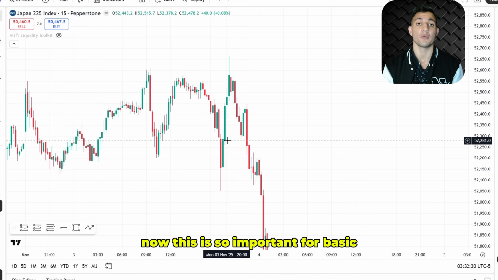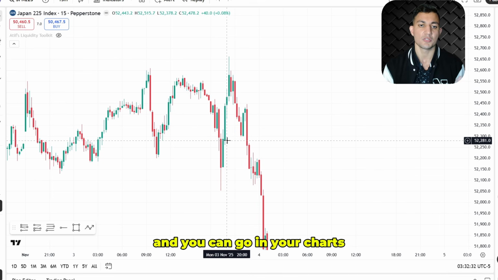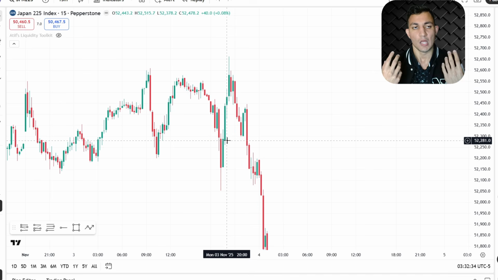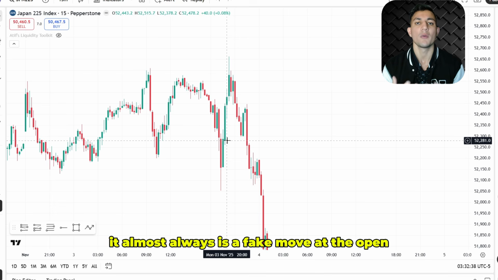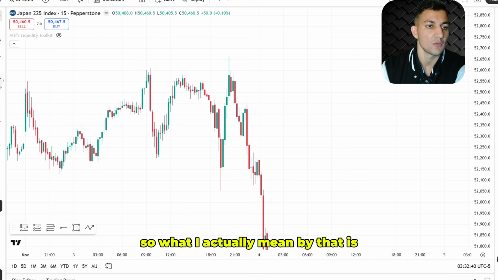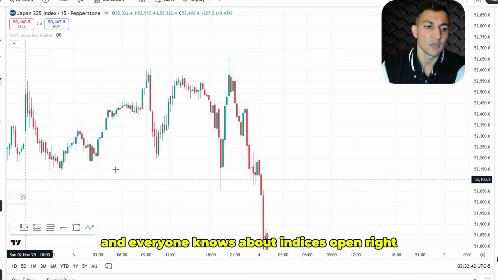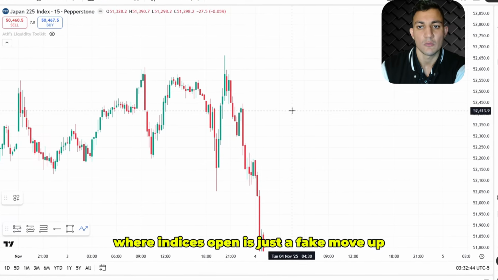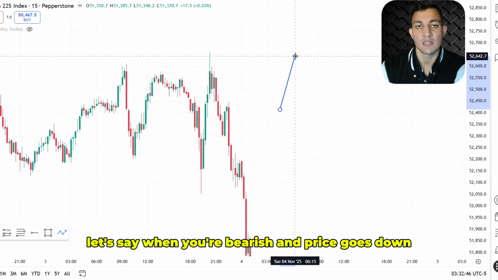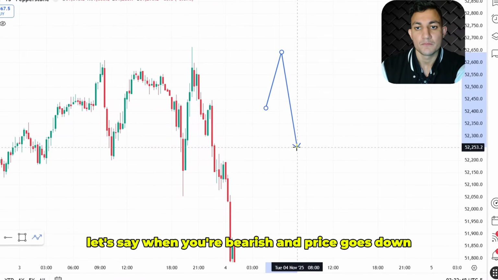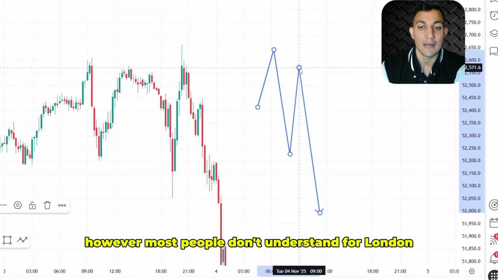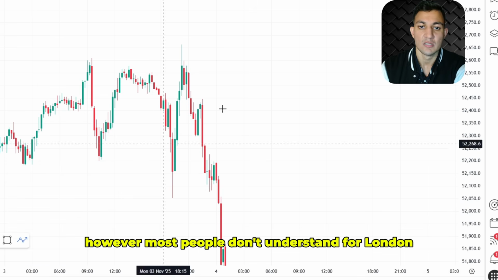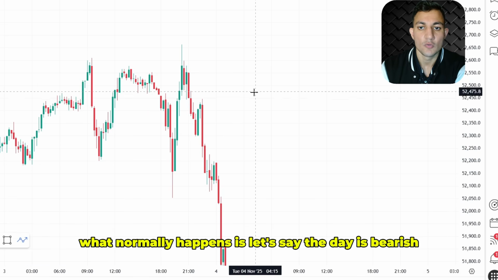Now, this is so important, and you can go into your charts and you should always backtest this. For basically every session, Asia, London, New York, it almost always is a fake move at the open. What I actually mean by that is, everyone knows about indices open, where the open is just a fake move up. Let's say when you're bearish, price goes down, gives you a little retracement, and then drops, right? That's what normally happens.